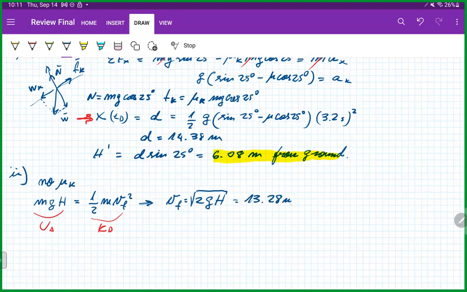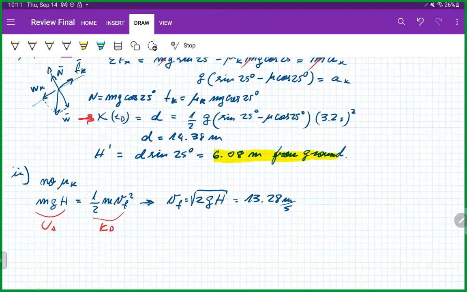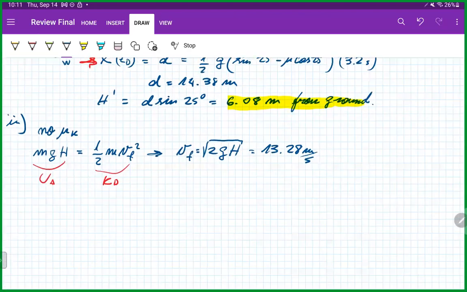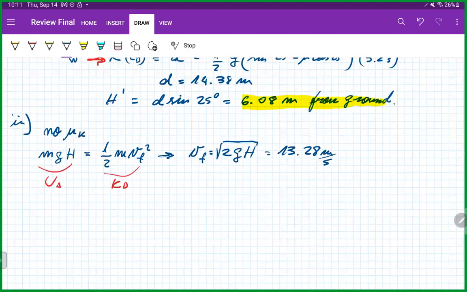13.28 meters per second. So we know that. And now we want to get, if we have friction, let's say now we have mu k.